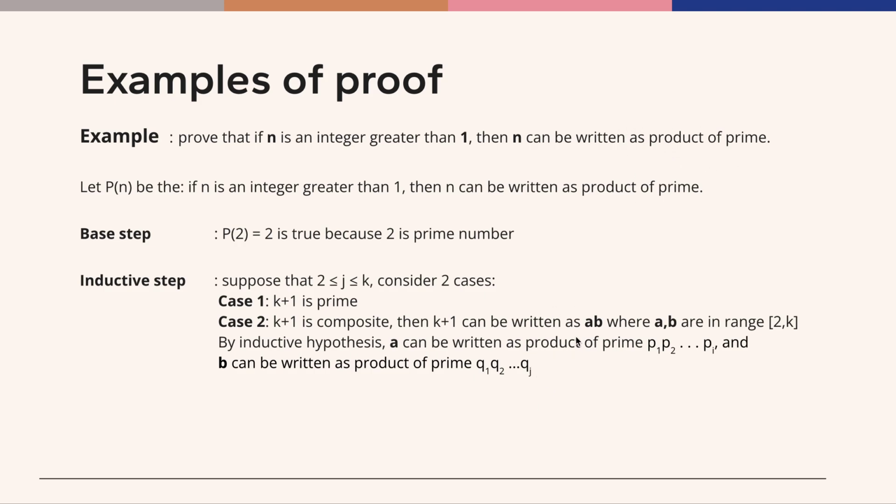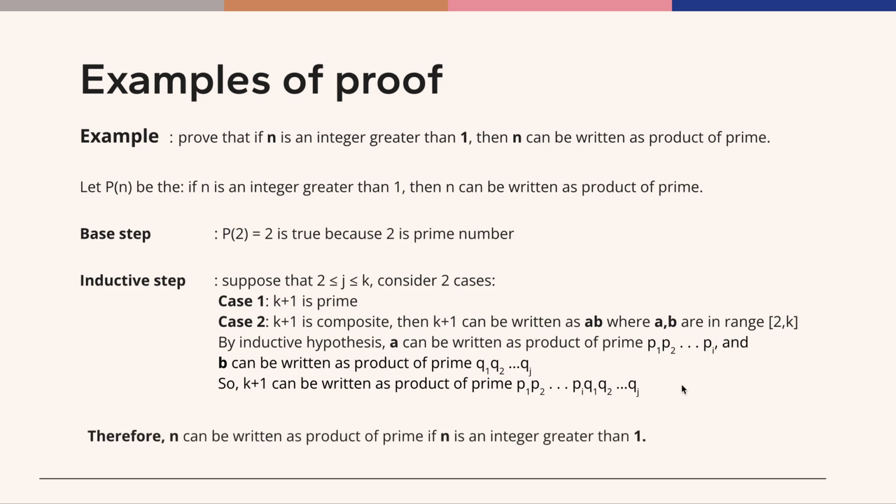So as we know that when it's composite, it can be written like this, and then k+1 can also be written as the product of primes from these two numbers combined, because this is for a, this is for b, and when you multiply these two, you'll get this. Then we can reach our conclusion, which is that n can be written as a product of primes if n is an integer greater than 1.